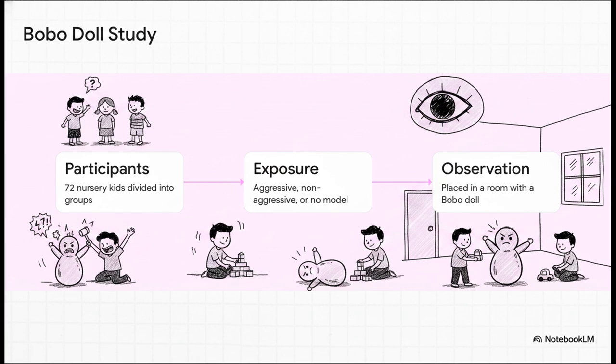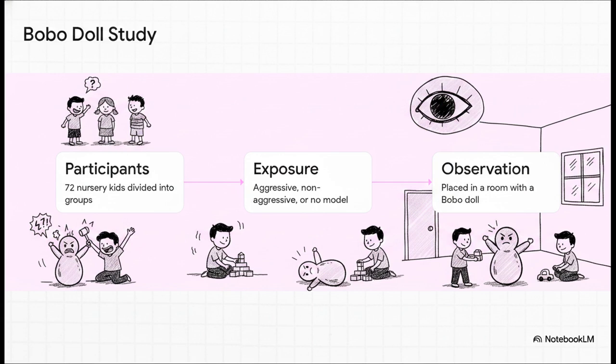To actually prove this, Bandura designed the famous Bobo doll experiment. Let's walk through the setup step by step. Step 1. He took 72 kids aged 3 to 6 right out of the Stanford University nursery school and divided them up. Step 2. He exposed them to different adult models.